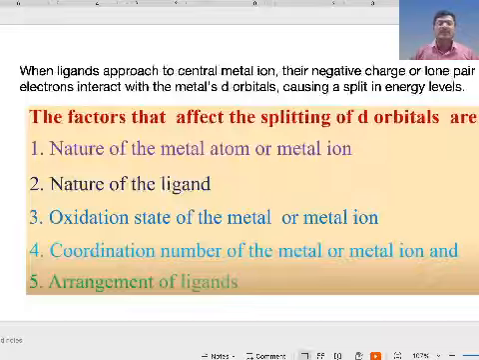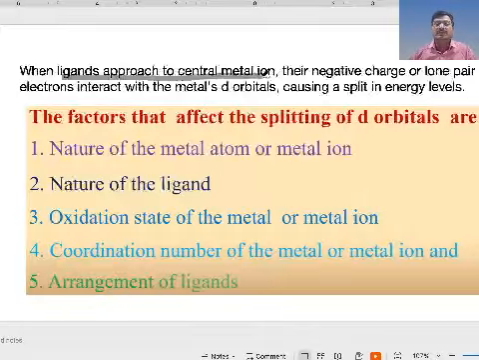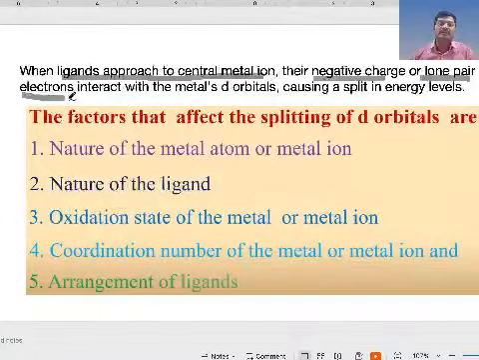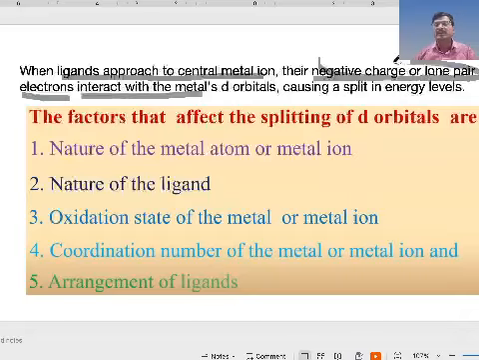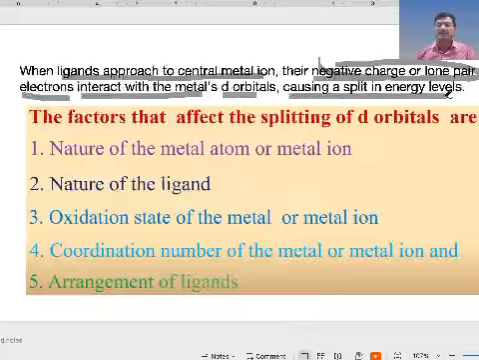Next let us come to why the splitting of orbitals takes place in complex compounds. Generally, when a ligand approaches the central metal ion, the negative charge or lone pair of electrons present on the ligand will interact with the metal's d orbitals. That means when this ligand negative charge or lone pair interacts with the d orbital, it causes the splitting of energy levels. Why does the splitting of energy levels take place?